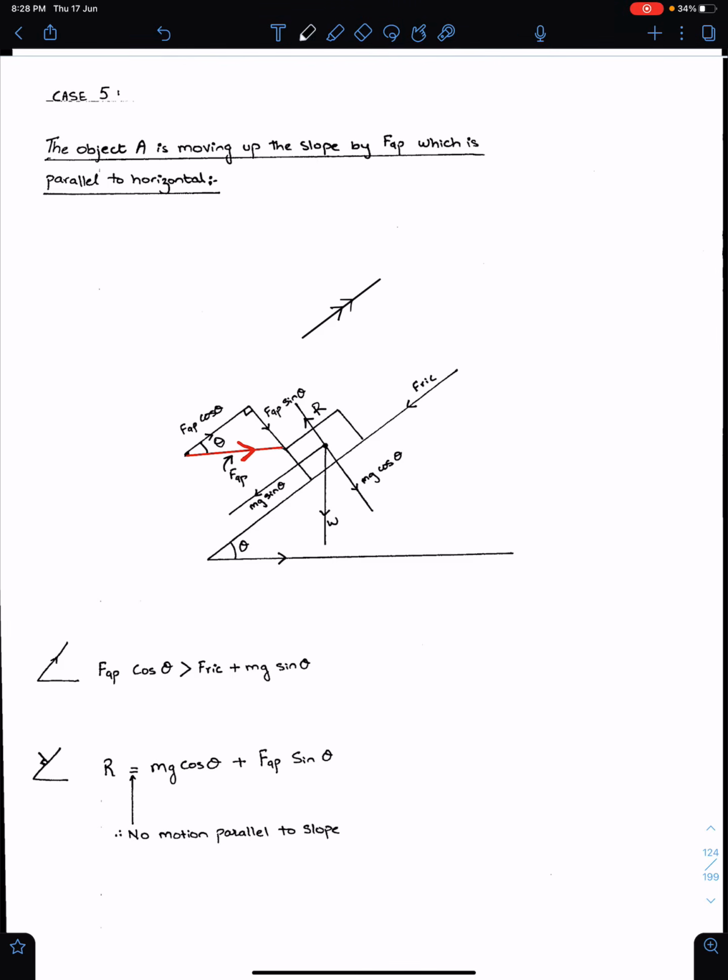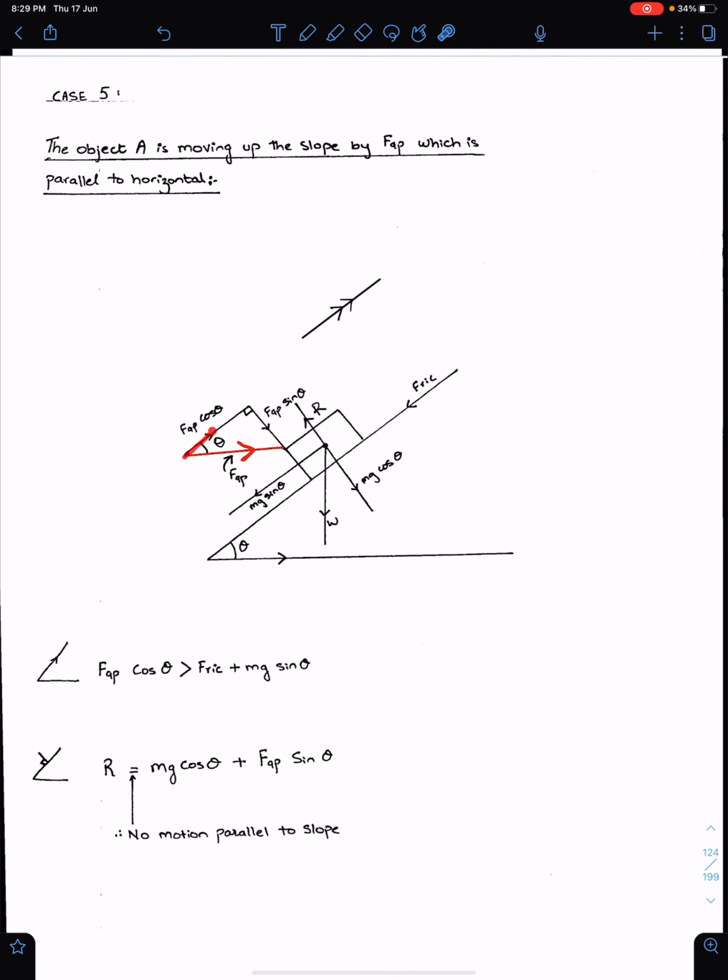Case 5. The object A is moving up the slope by applied force FAP, which is parallel to horizontal. Now this is very important. The applied force is parallel to horizontal, which is here. See, this applied force is parallel to horizontal. So we need to resolve this applied force. There are two components of this applied force. One is parallel to slope and the other one is perpendicular to slope.